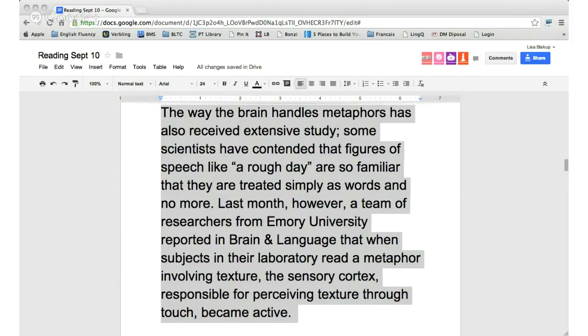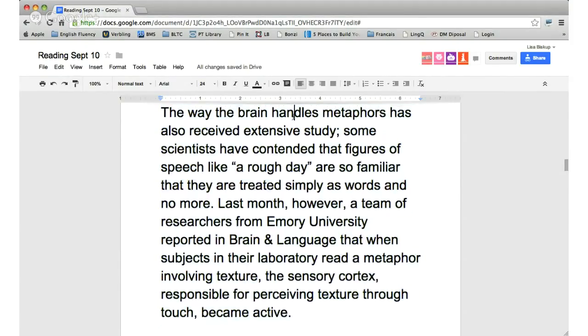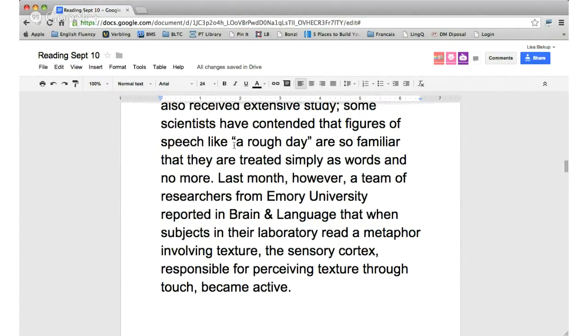So the way the brain handles something is what it does with it. They're talking about when we're reading a work of fiction, a lot of times the language is not so concrete. They don't just say, the boy felt happy. They describe in metaphors how things are, and these things are activating certain parts of the brain. So they're saying here that, for example, a rough day.